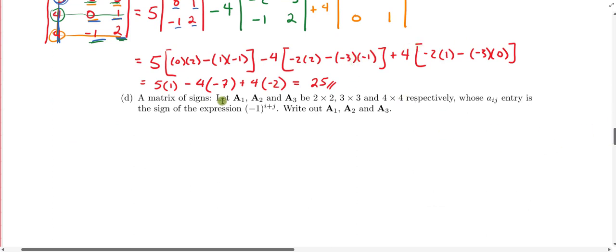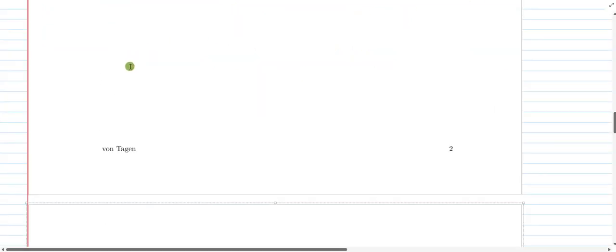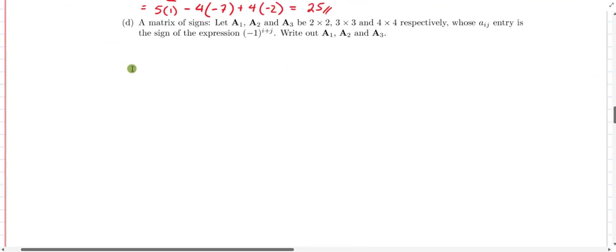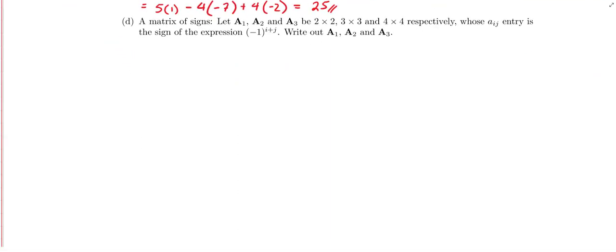And my mouse is not cooperating. Or the mouse is cooperating, OneNote is not. All right, here we go.